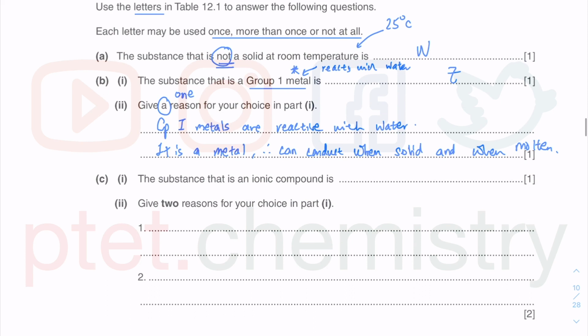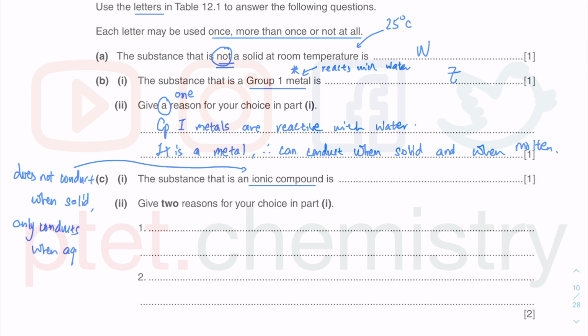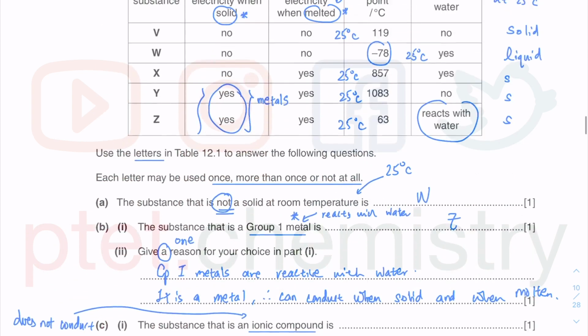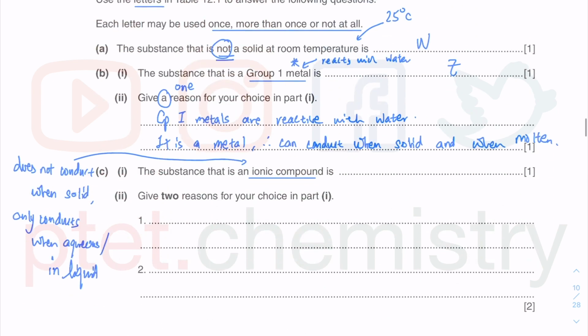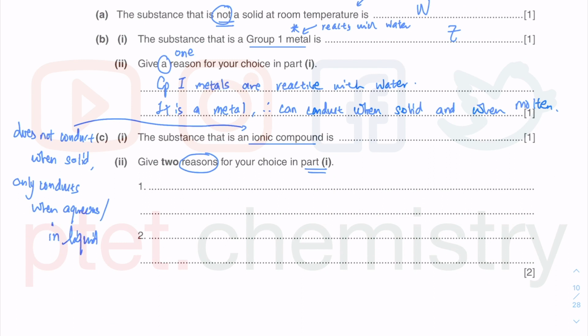Now the substance that is an ionic compound. Remember the properties of ionic compounds: does not conduct when solid because there are no free ions. Does not conduct electricity when solid, only conducts electricity when aqueous, meaning dissolved in water, or in liquid state, meaning when you melt it. So we are not looking for something that can conduct when solid, but something that can conduct when it's molten. It has a very high melting point and can dissolve in water. All of these will be your reasons for your choice for ionic compounds.